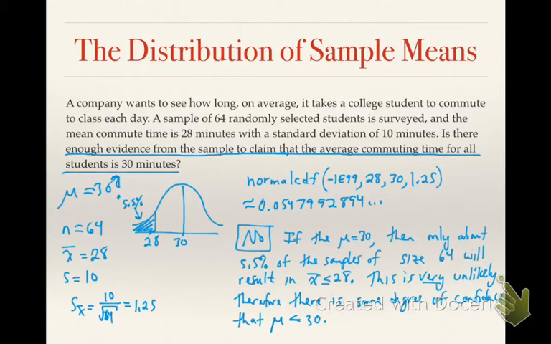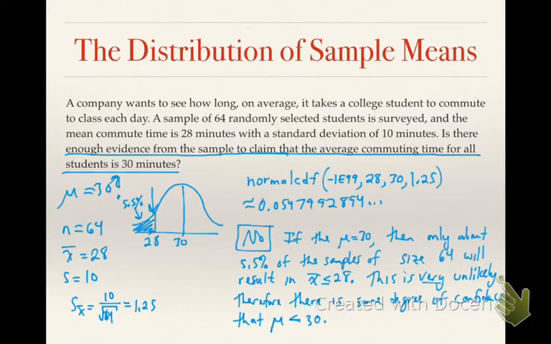Now, is it possible the mean of the population is 30? Yes, because what this is saying is there's a 5.5% chance you could get a sample mean of 28 or less, which means it's possible to get a sample mean of 25. Okay, it depends on who you sampled. It's all part of sampling variability.